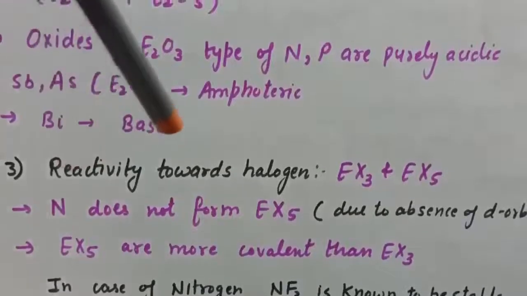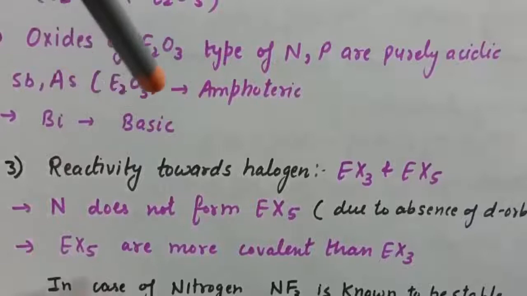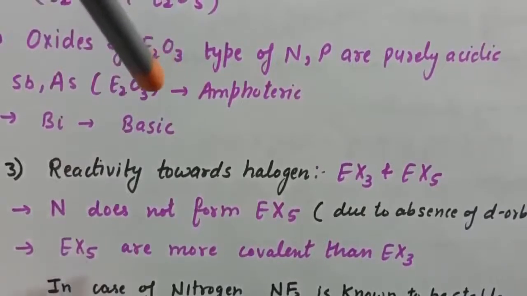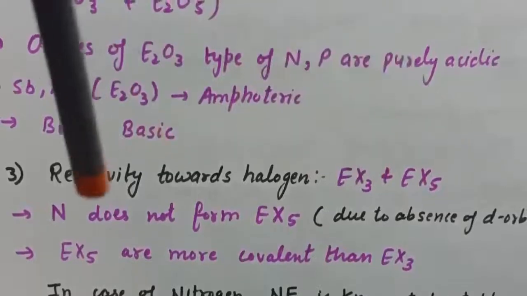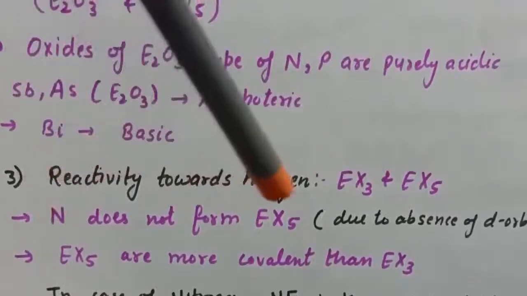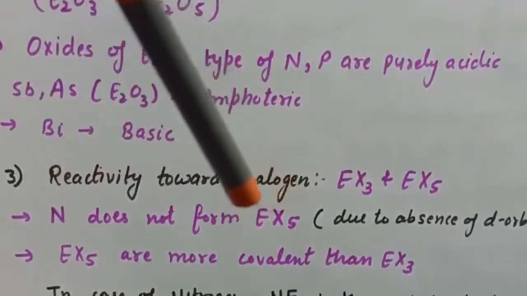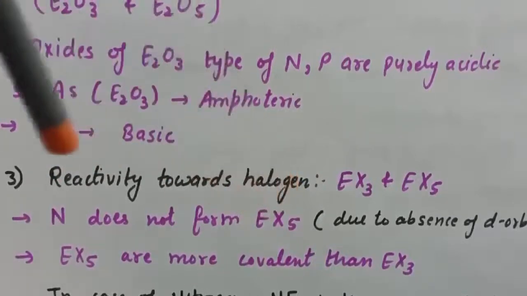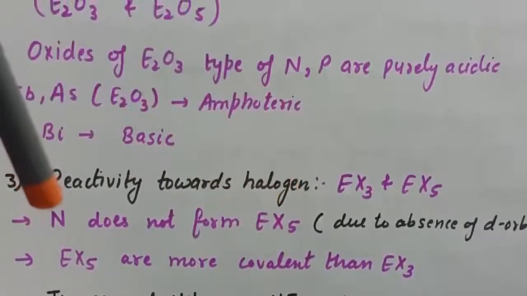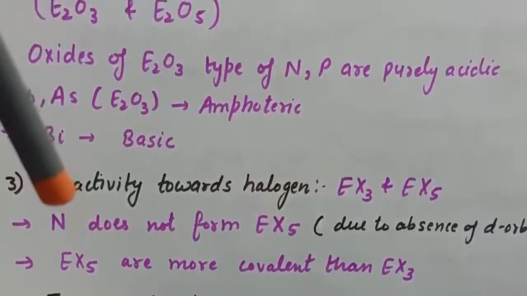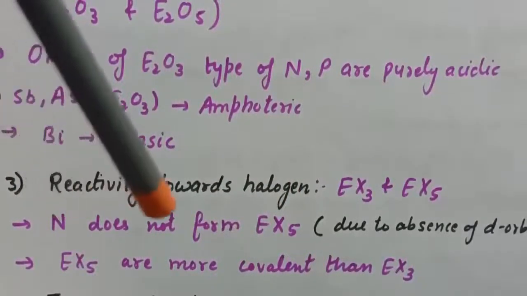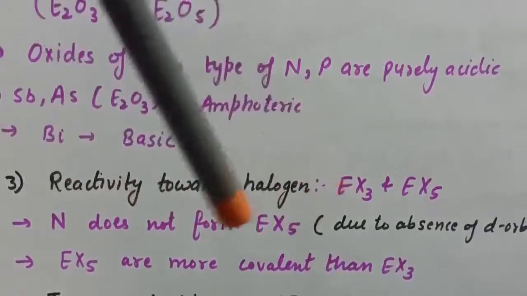Third is reactivity towards halogen. The elements of group 15 react to form two series of halides, EX3 and EX5. Nitrogen does not form the EX5 type because in EX5 the covalency is 5, and nitrogen cannot show covalency beyond 4. That is due to the absence of d orbitals, and therefore nitrogen does not form EX5 type of halides.